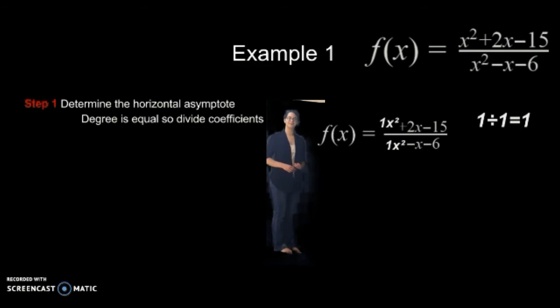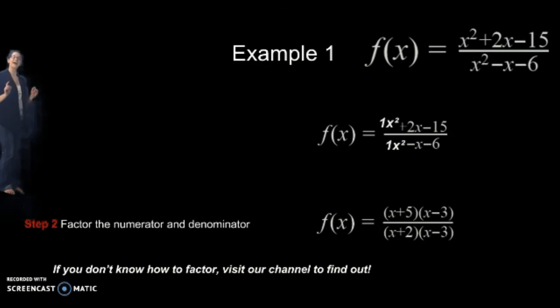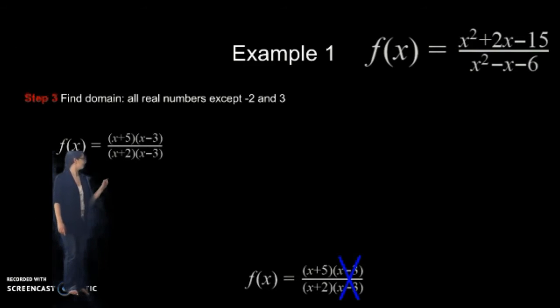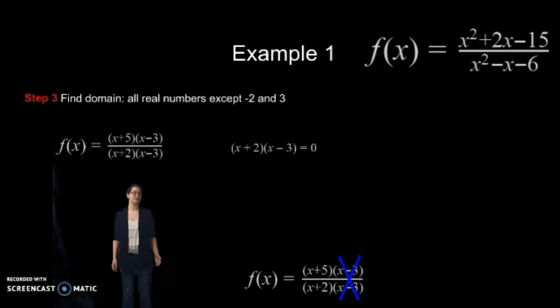So the horizontal asymptote is y equals 1. Next, you must factor the equation. Now, it's probably a good time to find the domain. X values cannot exist when the denominator is 0. So, your domain is all real numbers except for -2 and 3.